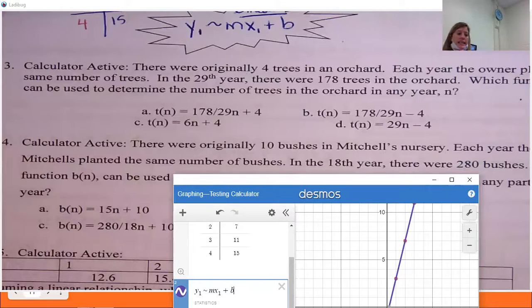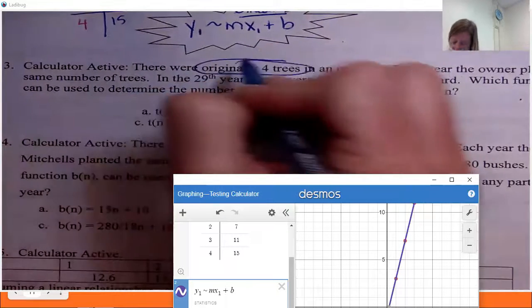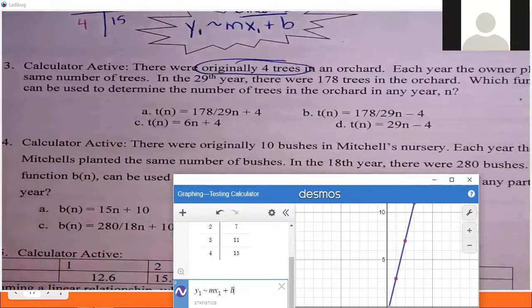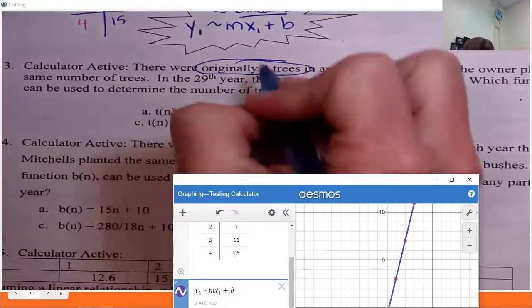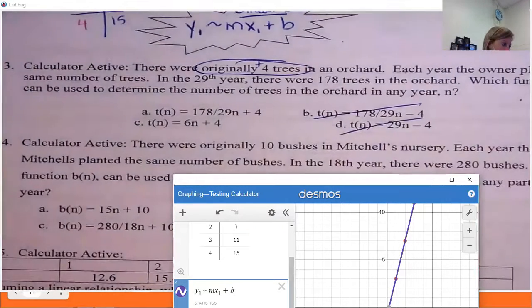Number 3. There were originally 4 trees in an orchard. Each year the owner plants the same number of trees. In the 29th year, there were 178 trees in the orchard. Which function can be used to determine the number of trees in the orchard in any year? Tania, what does it mean when there are originally 4 trees? That's your starting value. Good. And it's a positive 4, so you know it can't be B or D.